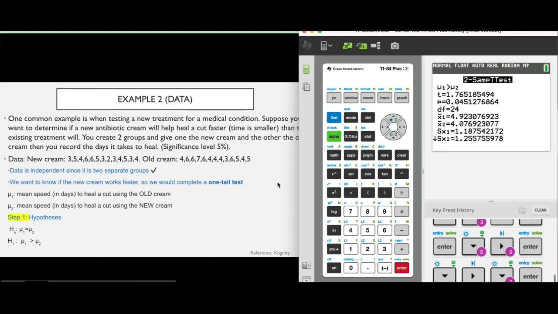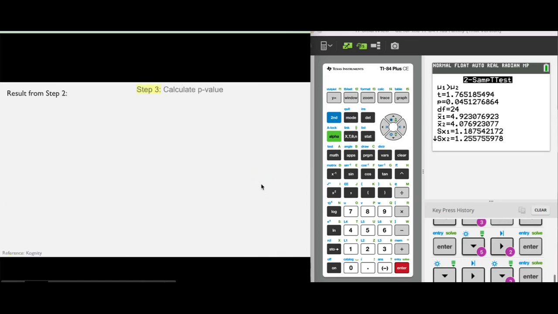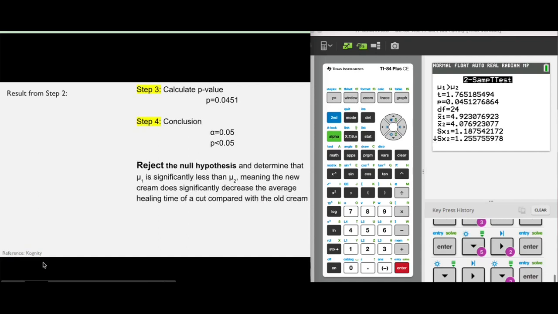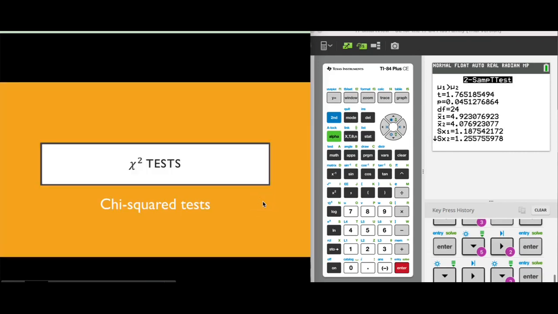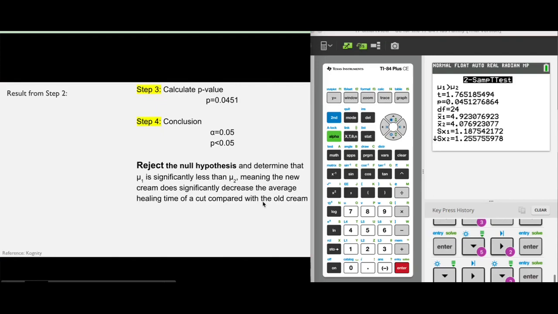So we can look at our conclusions. So our next step is going to be to look at our p-value. Our p-value is in fact smaller than our significance level. So therefore, we're going to reject the null hypothesis. Since we reject the null hypothesis, we're accepting the alternative. So we're accepting the fact that the new medication is in fact better than the old medication.